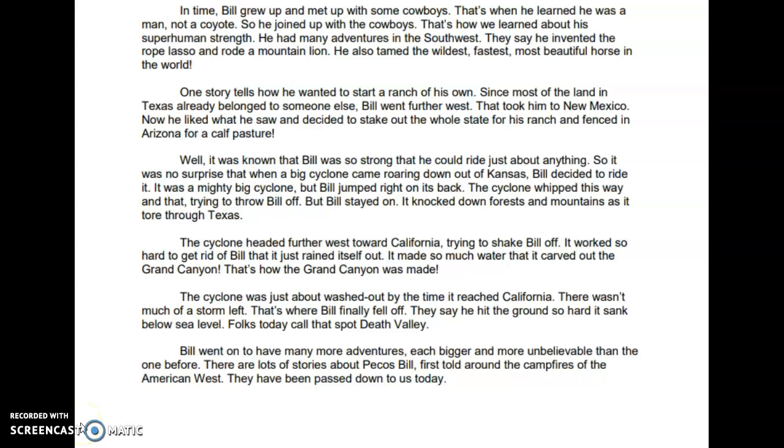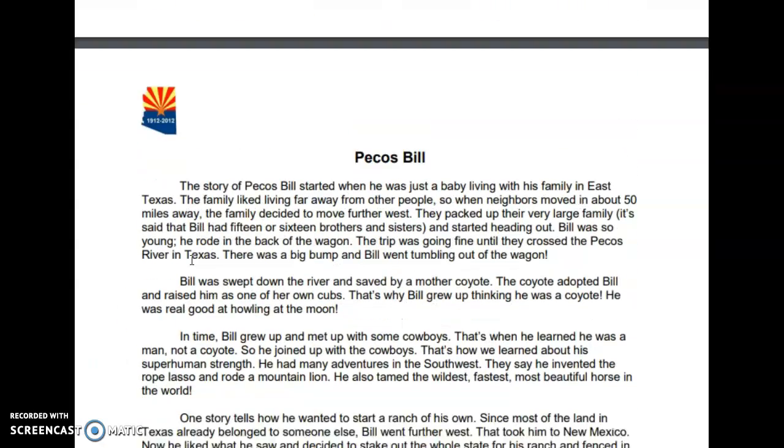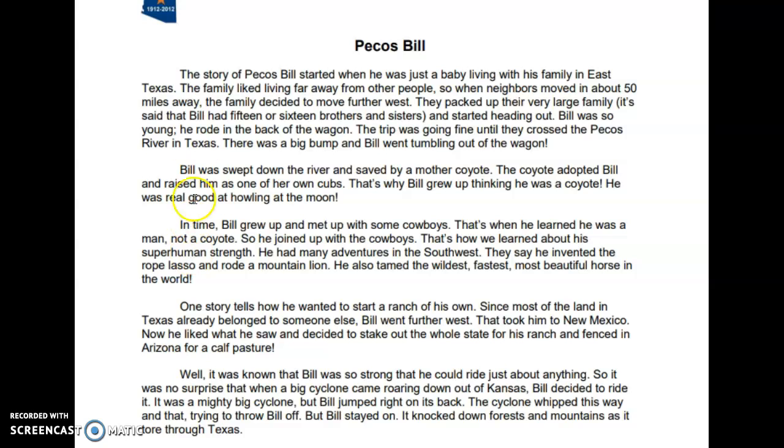On the next slide, you are going to give me 3 hyperboles from this tall tale, Pecos Bill. And I will include this passage, that way you guys can go back and look for yourself and you can find your text evidence.